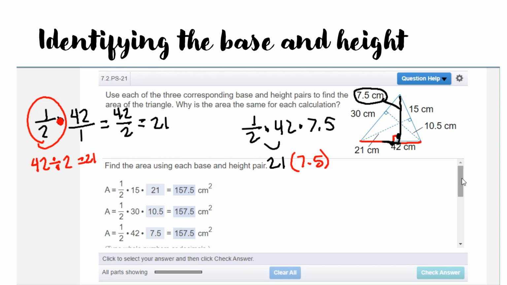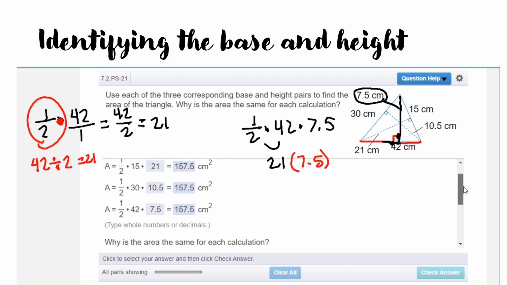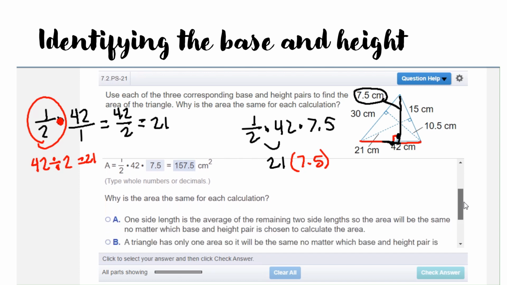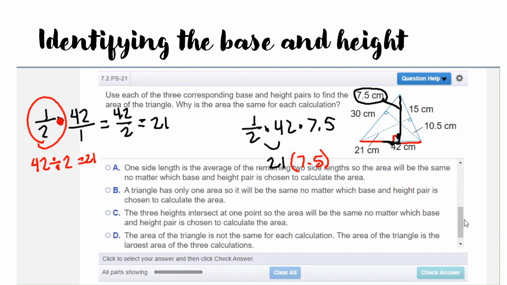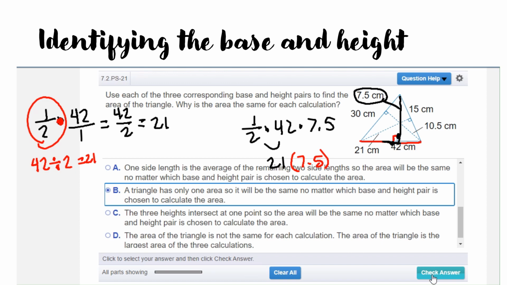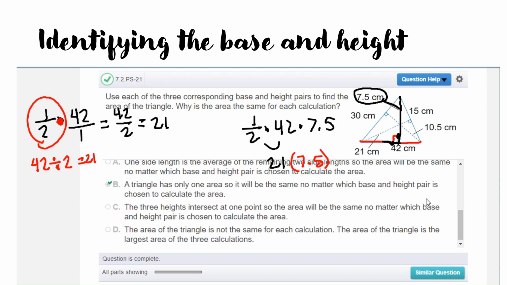So as long as you pair the correct base with the correct height using the right angle, you will get the correct square units. And remember, square units is two-dimensional because you have to multiply 2 dimensions. So you always want to multiply 2 dimensions. So this triangle only has one area. The triangle will only have one area. Nothing else makes sense. All right, so that's that one.